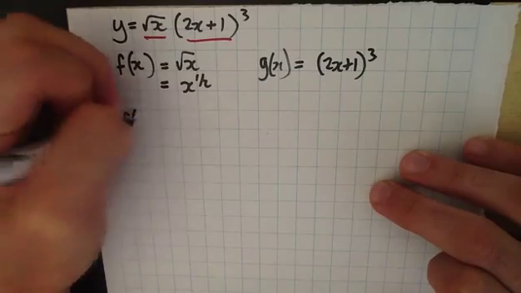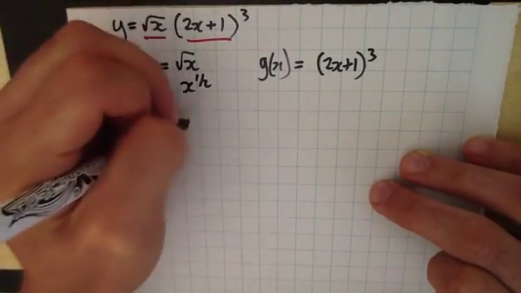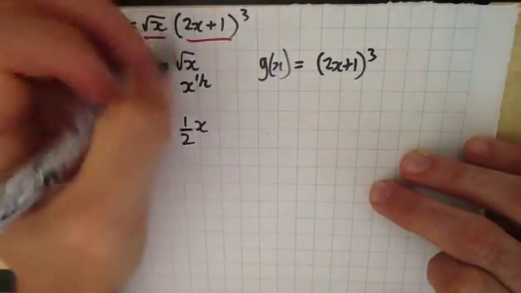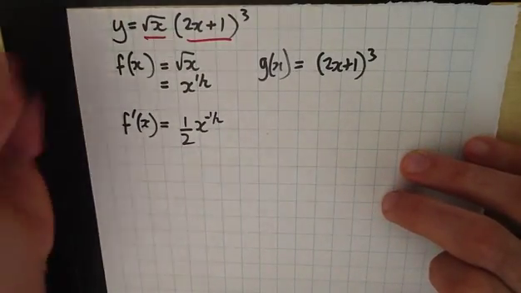Okay, so the derivative of f of x is just going to be, you can see the half gets multiplied by 1, so that becomes a half times x, and the exponent gets reduced by 1, so to the negative half. Okay, so half x to the negative half.